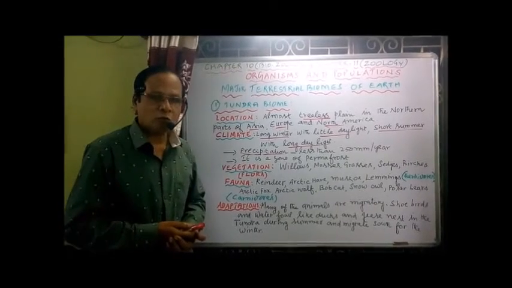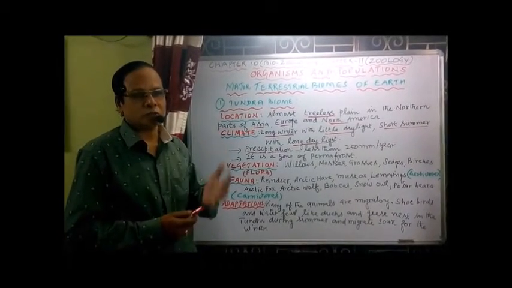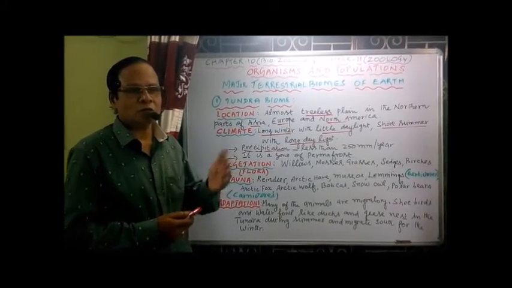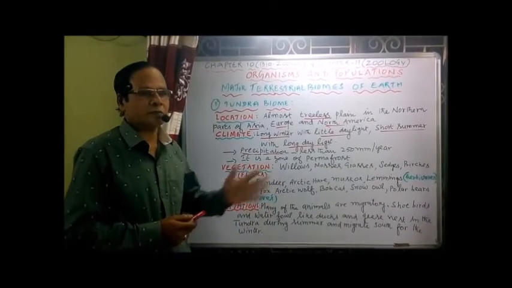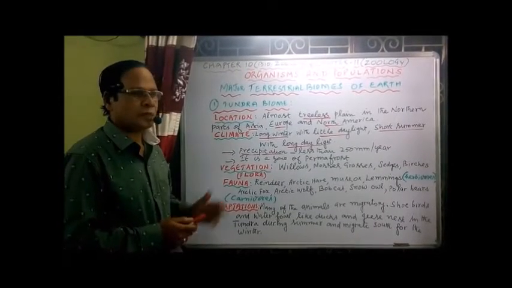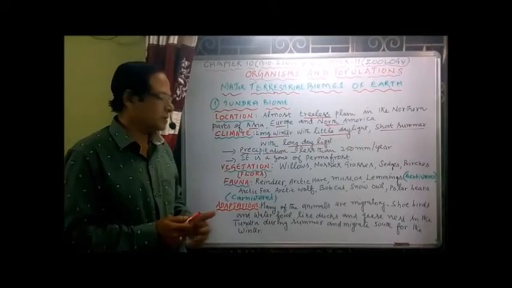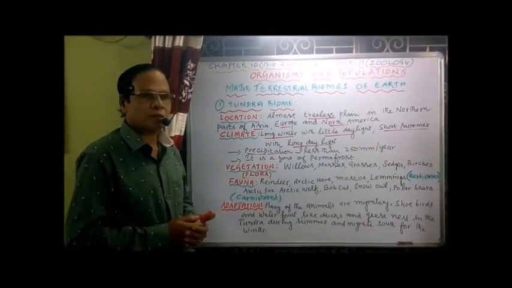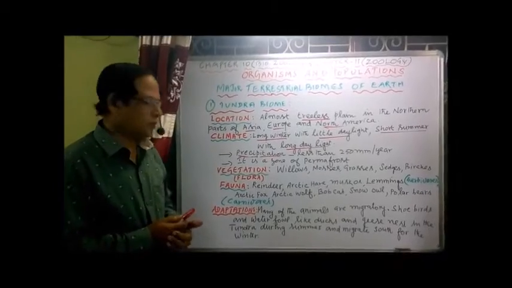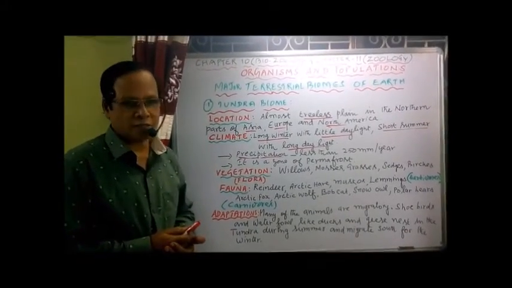For each biome, you have to study about the location, then the climatic conditions, the vegetation or flora, and the related animals. These are all the 4 points you have to remember. Location, the climatic conditions prevalent there, then we have the vegetation or flora, then the fauna or the animals, including some adaptations if it is there.